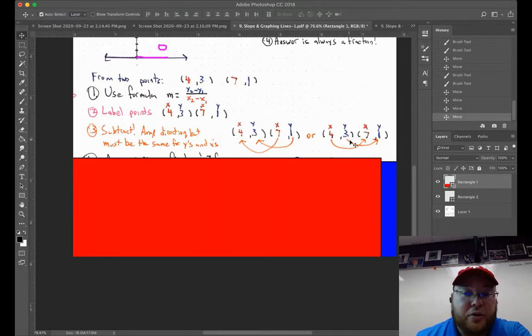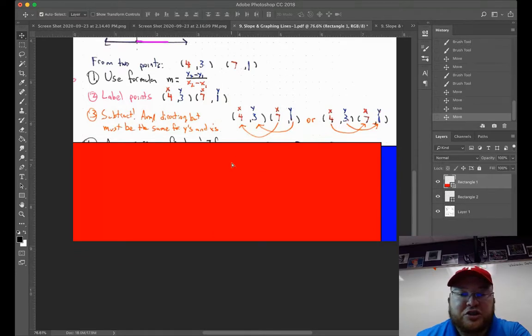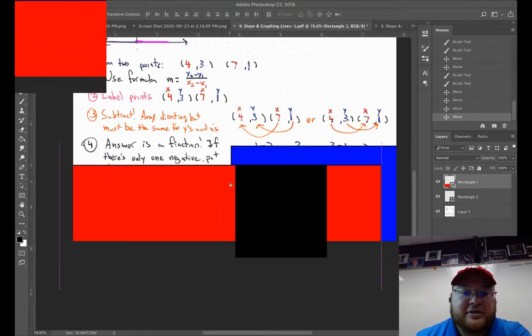Or you could do 3 minus 1 or 4 minus 7. What you cannot do is say, oh, 3 minus 1 is 2, and then 7 minus 4 is 3. Then your arrows would be going in different directions. The answer is always a fraction.